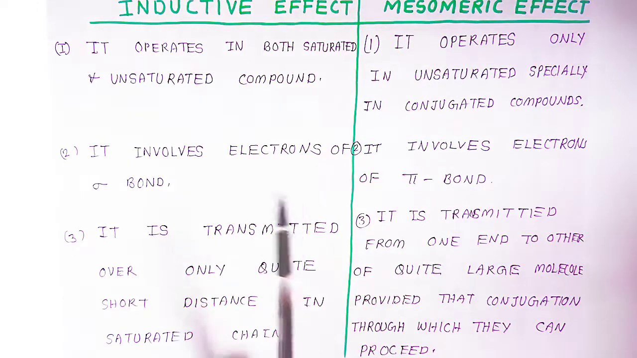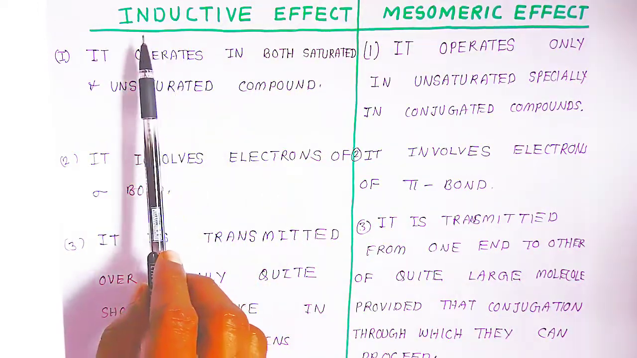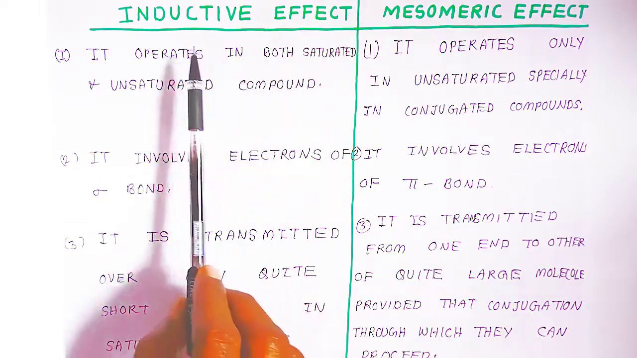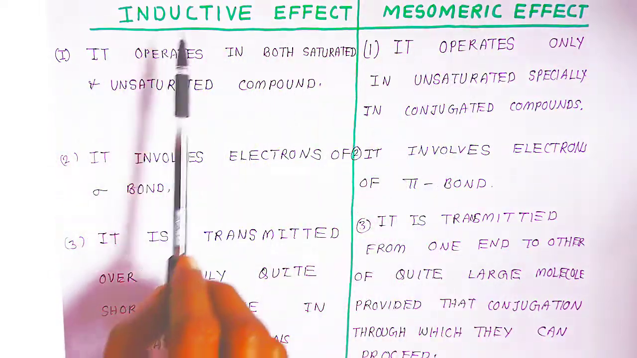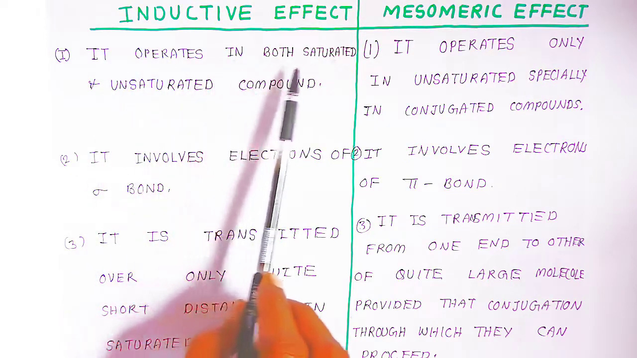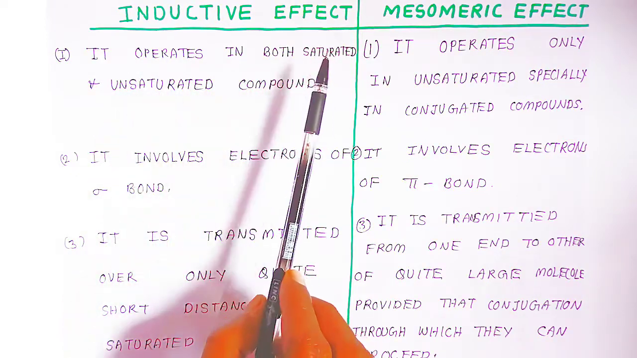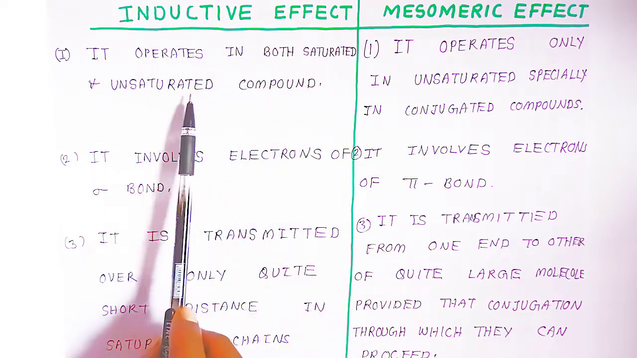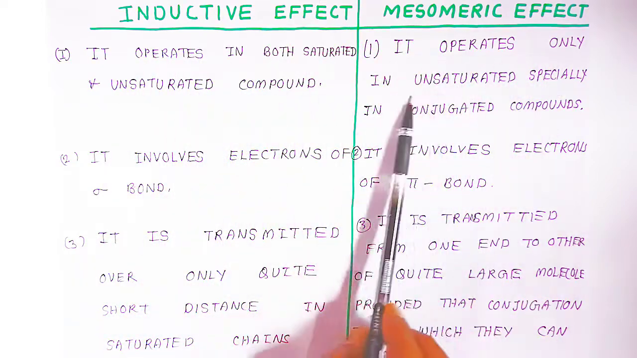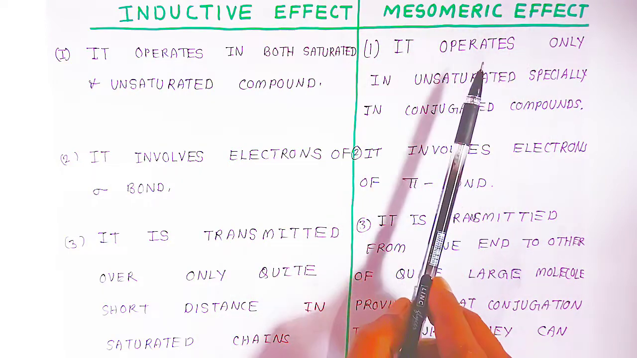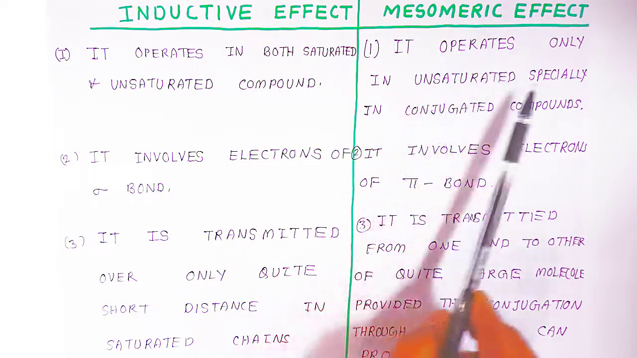Now we are going to see, students, how we differentiate inductive effect and mesomeric effect. Sometimes in examinations they ask you to write down the difference between inductive effect and mesomeric effect. So students, the inductive effect operates in both saturated and unsaturated compounds. Whether the molecule is saturated or unsaturated, you will find the inductive effect there. But the mesomeric effect, or you can say resonance effect, operates only in unsaturated compounds, especially conjugated compounds.